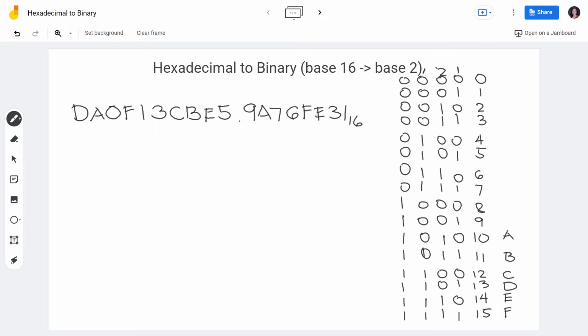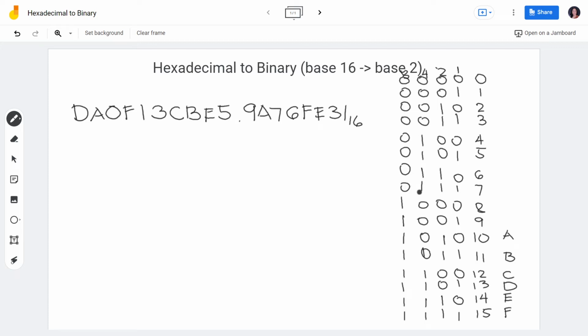Again, let's put the weights on these columns. For example, if we have 11, let's look at the values with 1. The values with 1 are 8, 2, and 1. So let's add 8 plus 2 plus 1, which is equal to 11.